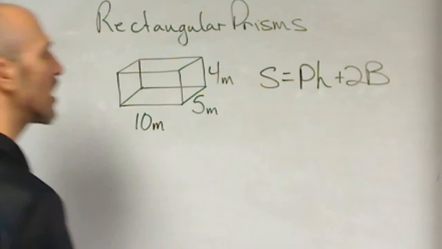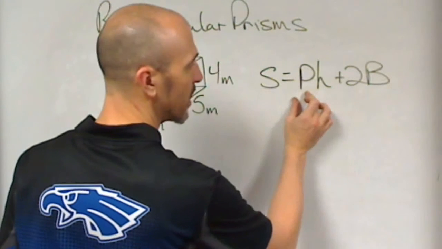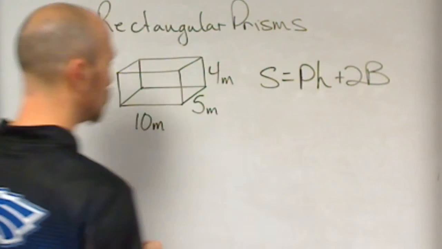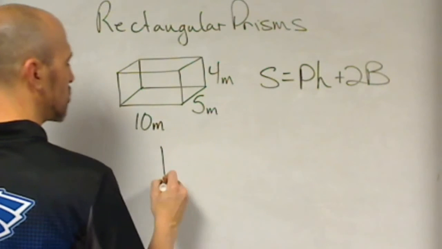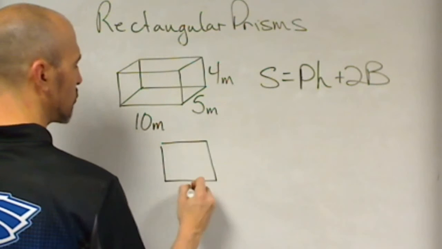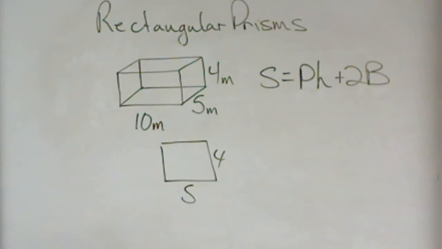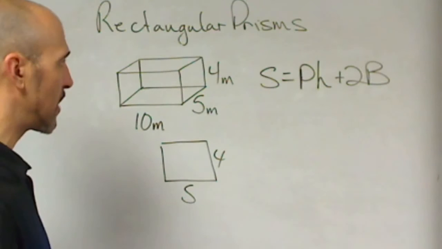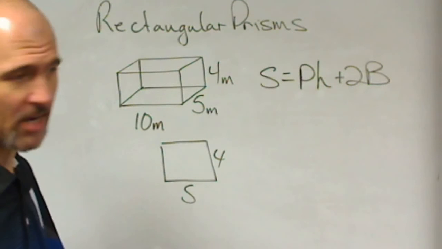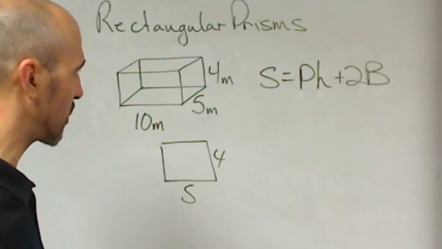So anytime you have to do anything with the base, perimeter of the base or area of the base, you want to draw the base. The good news is you can choose whatever base you want. I'm going to choose 5 by 4. I like to choose my two easiest numbers to work with when I'm doing the base. And then the biggest number will just be my height, and I don't have to do anything with it except just plug it in the calculator.